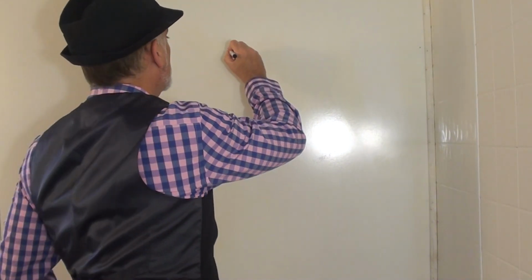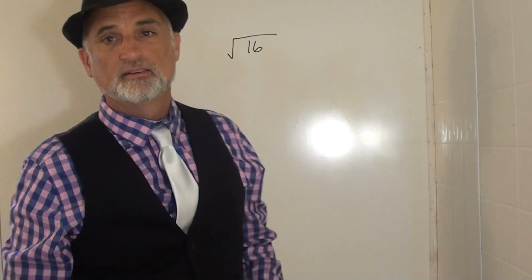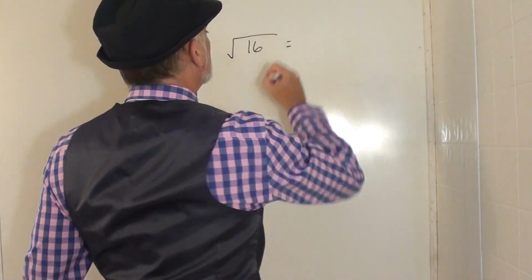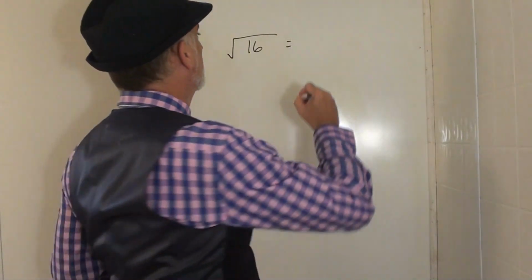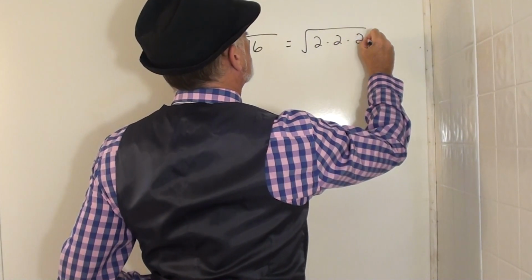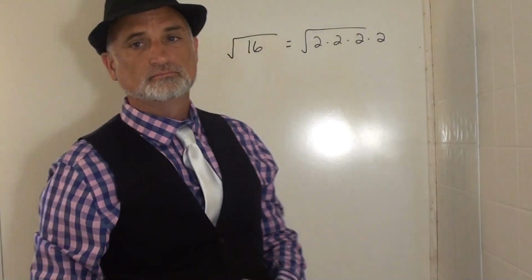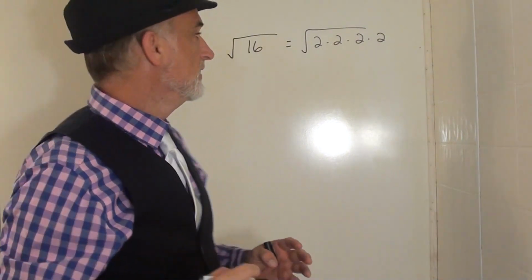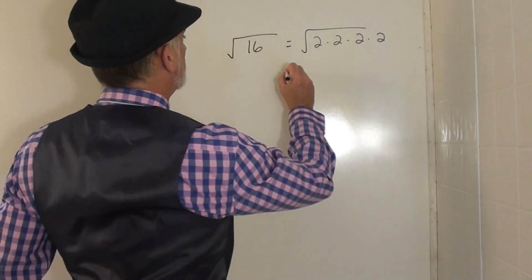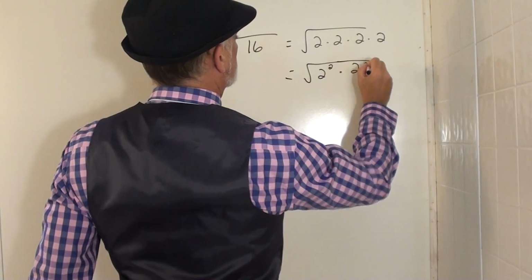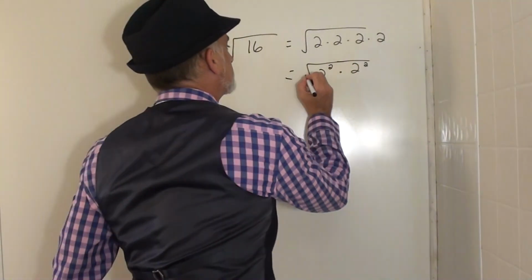Alright, the next step. Most of us know what the square root of 16 is, right? It's 4, okay? But let's look at this now. Let's try to break it up a little bit, okay? Square root of 16 would be 2 times 2 times 2 times 2, right? Okay. We can also break that down and simplify it even more. We've got 4 2's here, okay? So we could say that is the square root of 2 to the second power times 2 to the second power.